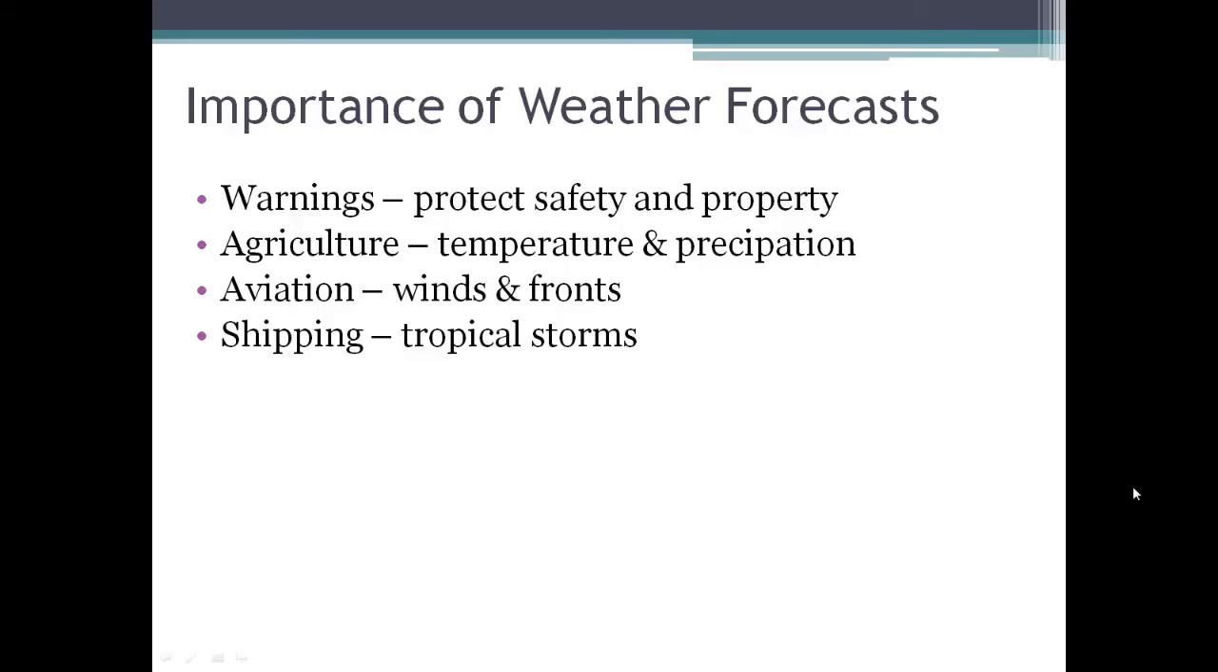If you are in the agricultural business, then paying attention to longer range temperature and precipitation forecasts will be important to knowing how the crop season will look. If you're in aviation, which many of you are, it's important to know what the winds and the front situations are so you can plan accordingly. For the shipping industry, where they're shipping products across the oceans, it's important to know where tropical storms are.